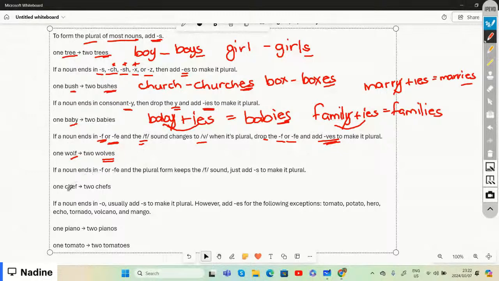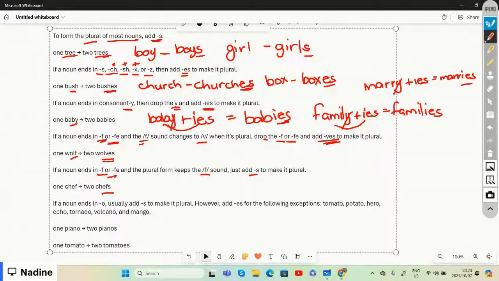And then if the noun ends in F or FE and in the plural form it keeps the F sound, all we do is just add an S because the F still stays the same, like one chef, two chefs. It doesn't sound like a V sound. So we just leave it as F and we just add an S to it.